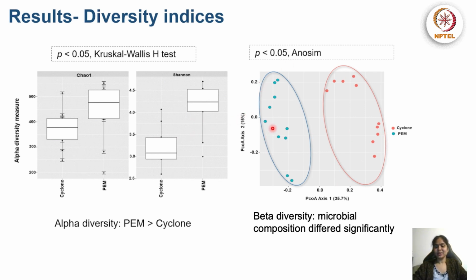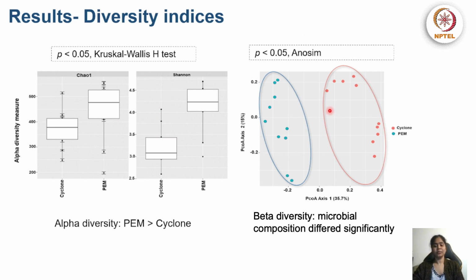Next, we know now there is a difference in richness and abundance between the samplers, but we wanted to see whether there is a significant difference. For these alpha diversity indices we did Kruskal-Wallis to see whether they are significantly different, and yes, we could see there is a significant difference between these parameters and among the samples.